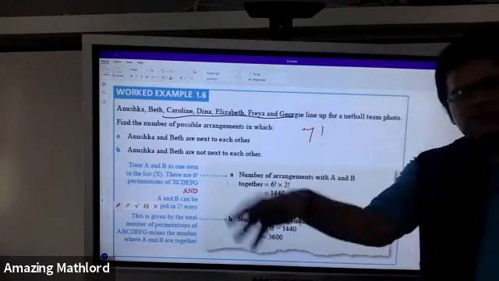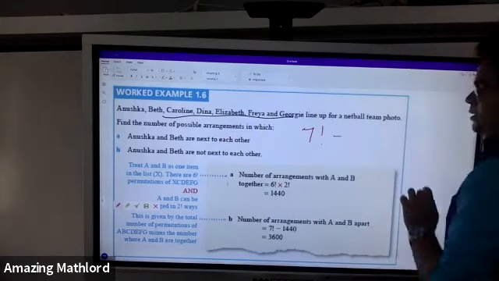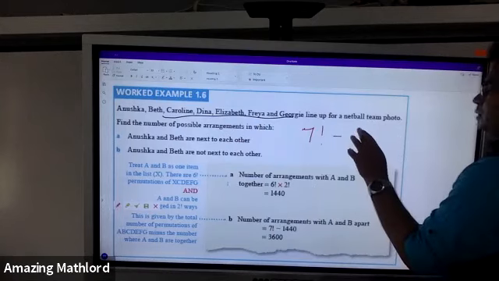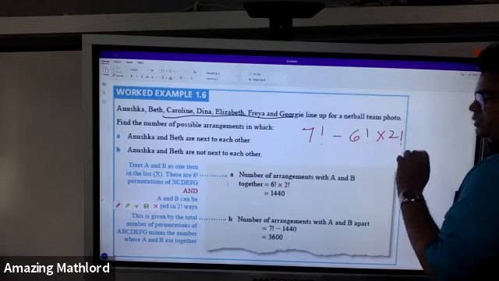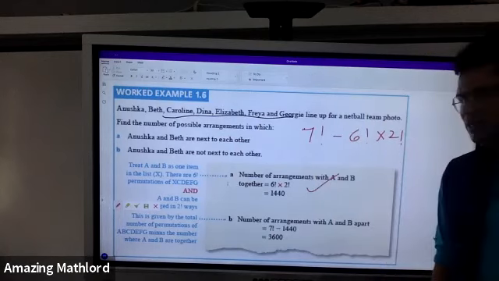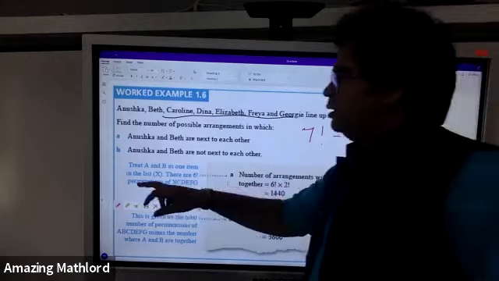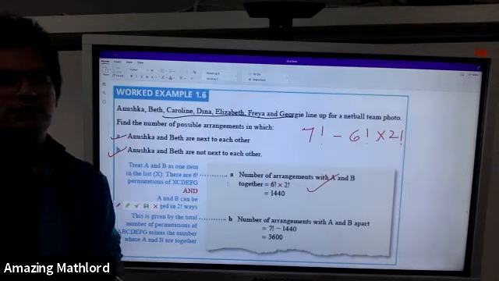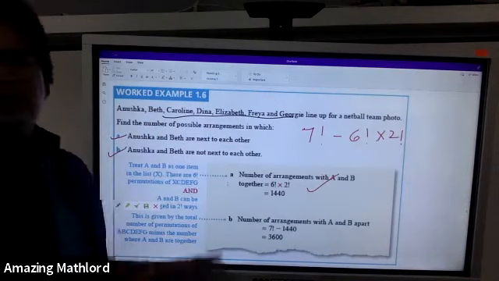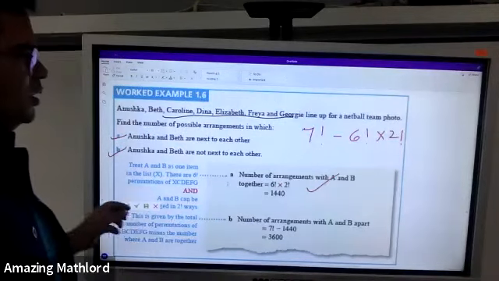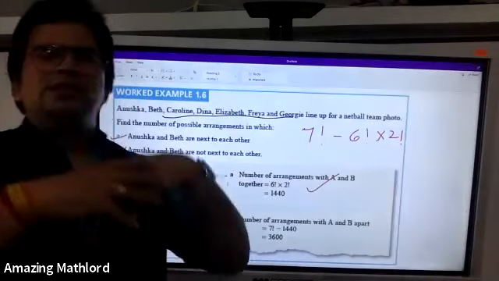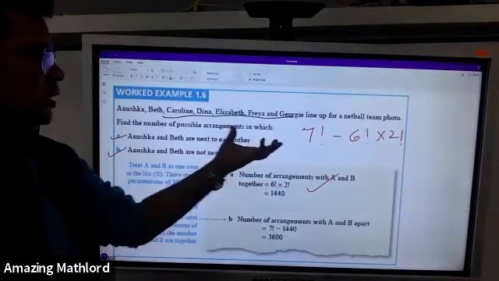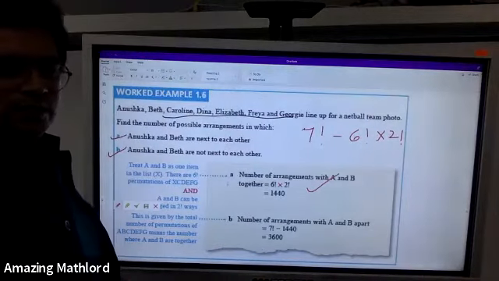There is any place they can go and sit, and then minus the ones where they're together. So that is nothing but 6 factorial times 2 factorial, which we just did for part A. So that's the answer for the second question, where Anushka and Beth are next to each other. This is a very common and interesting question. Just remember that generally these kinds of questions are asked in book arrangement on a shelf, and those kinds of questions you need to tackle with this particular skill.